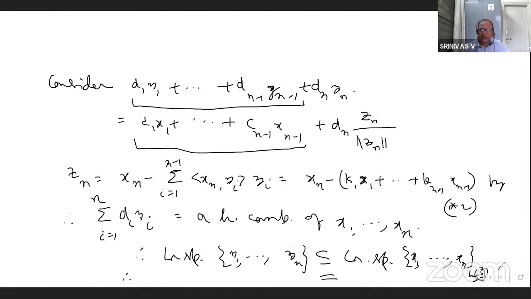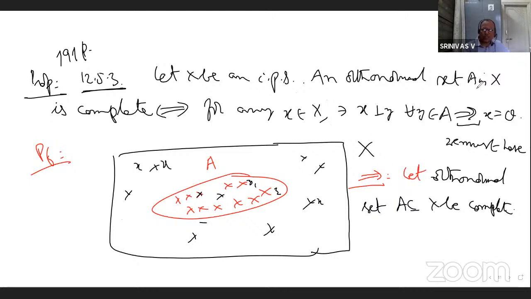Therefore, you have this. If you have an orthonormal set, completeness is equivalent to this property. That's how we prove this proposition. You have to practice very well.